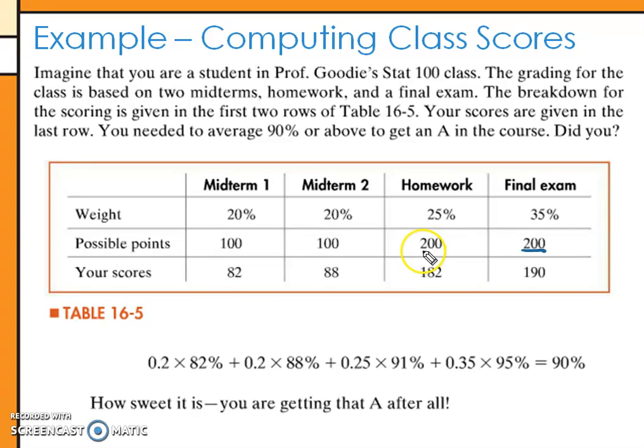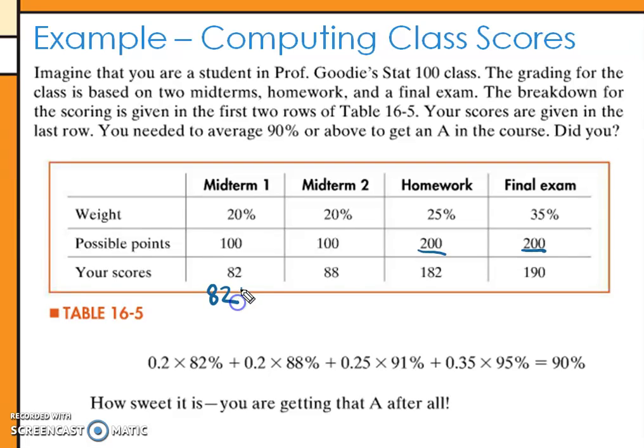But in this one, let's say the final exam and your total homework score are both worth 200 points. The final exam is actually worth more. It's supposed to be worth 35% of your grade. So how do we figure out your grade? Well, you have an 82 out of 100, an 88 out of 100, so we want to take your percentages. So how did you do on each of these?